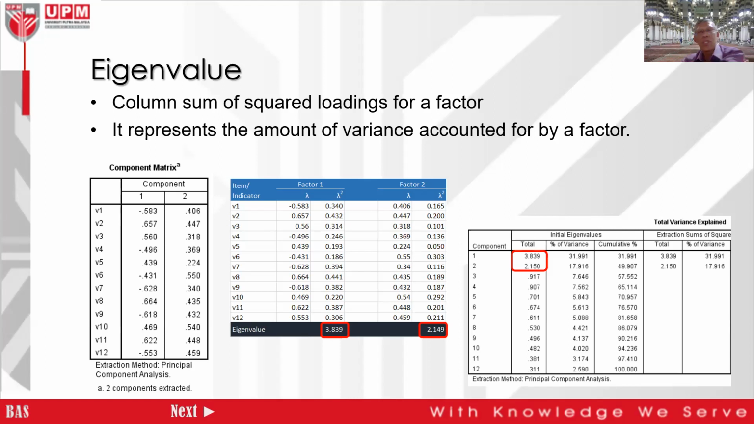Okay, any questions so far? How to calculate the percentage variance as well as the eigenvalue? Is it clear? Okay, good. Clear is not good enough. If it is crystal clear, that will be better. So is it crystal clear by now? Crystal clear, inshallah.